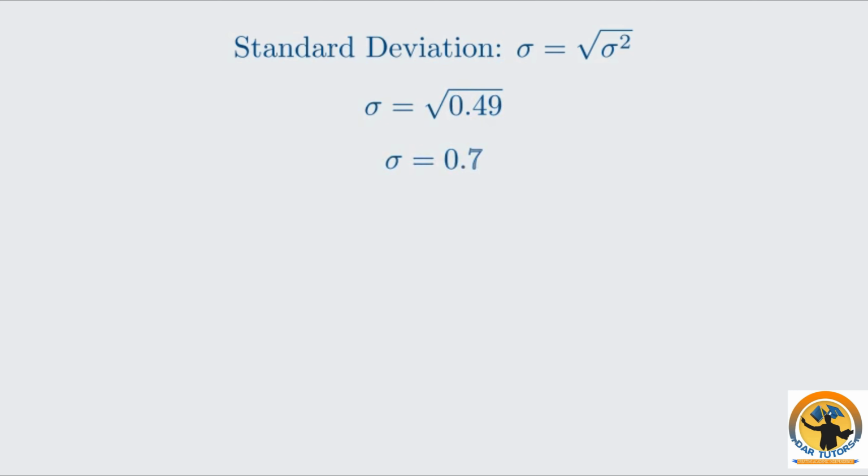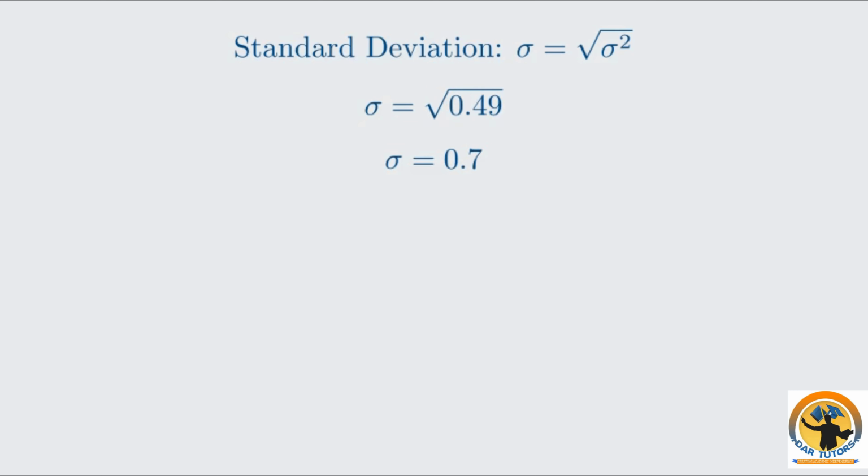So how do we interpret this? A standard deviation of 0.7 tells us that the outcomes of the random variable x typically lie within 0.7 units of the mean, which was 0.9. This means most of our outcomes would fall between 0.2 and 1.6.